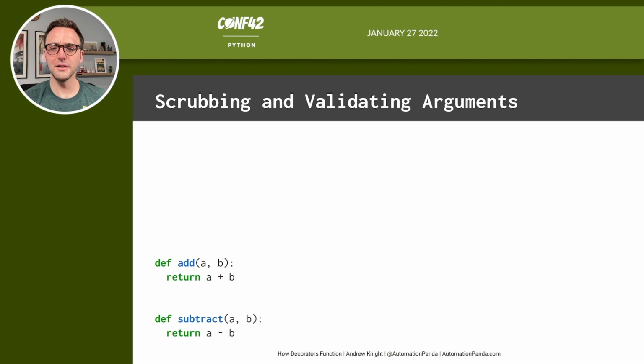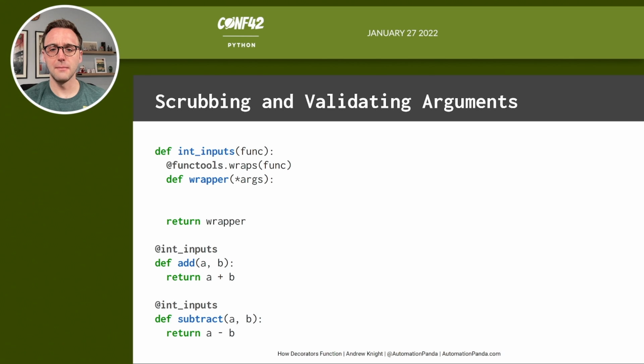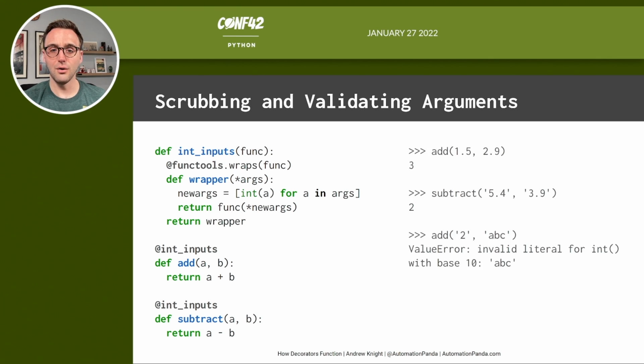You can scrub and validate function arguments. Check out these two simple math functions. Create a decorator to scrub and validate inputs as integers. Add the wrapper function and make sure it has positional args. Then cast all args as ints before passing them into the inner function. Now, when calling those math functions, all numbers are integers. Using non-numeric inputs also raises a value error.